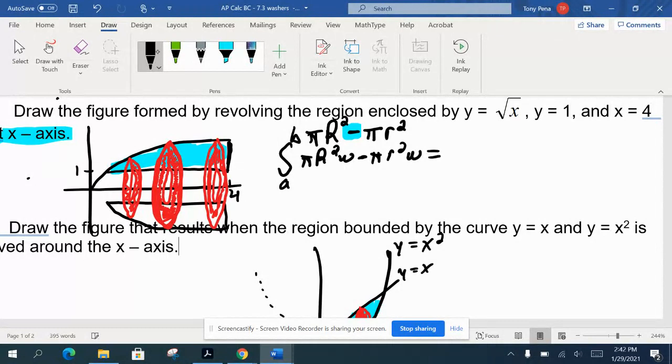We're going to clean this up a little bit. Notice how they each have a common factor of pi. So we're going to pull that out. So the washer method will look like pi, and then still going from A to B. And then what we're going to want is the big radius squared.